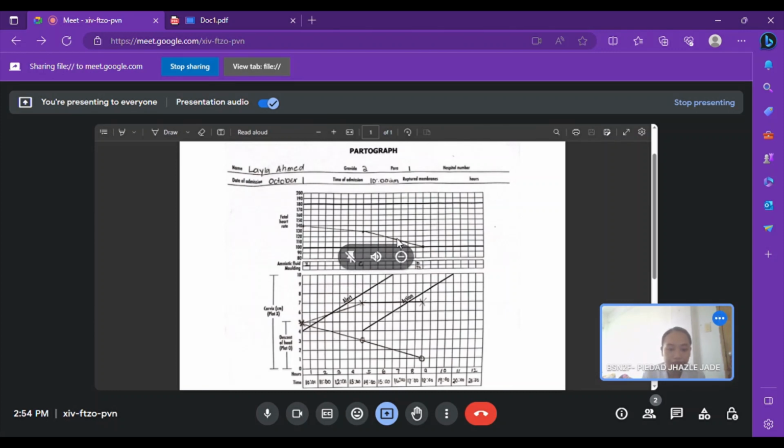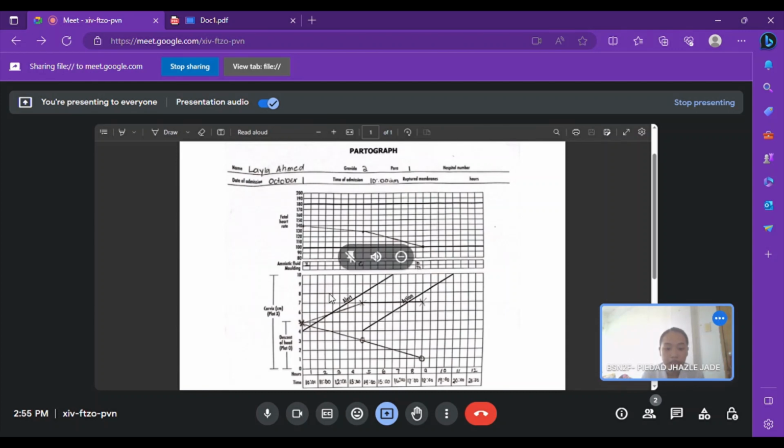Then after 4 hours, we can see the drop of fetal heart rate to 100 with the sign of meconium staining and molding also, because there is an overlapping of the bone, but it is reducible, which is marked with plus plus.